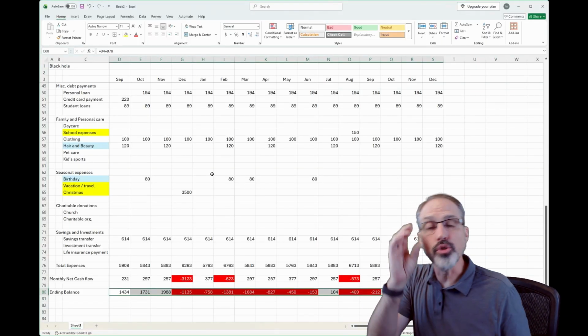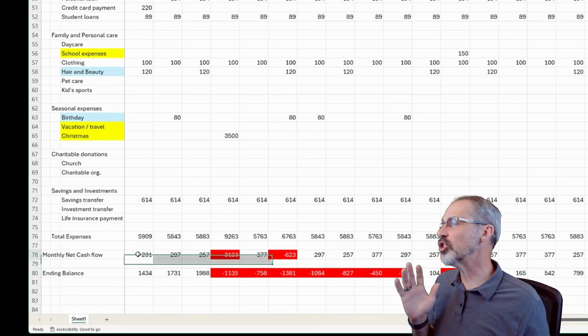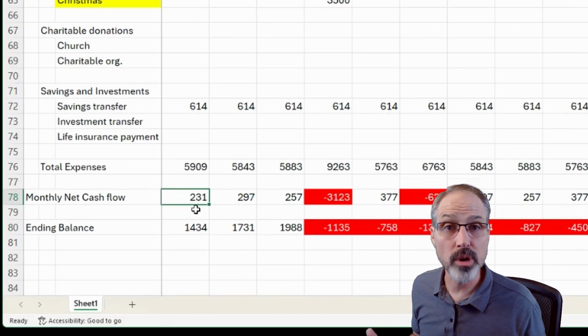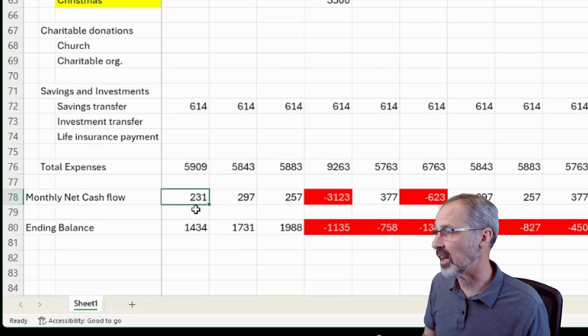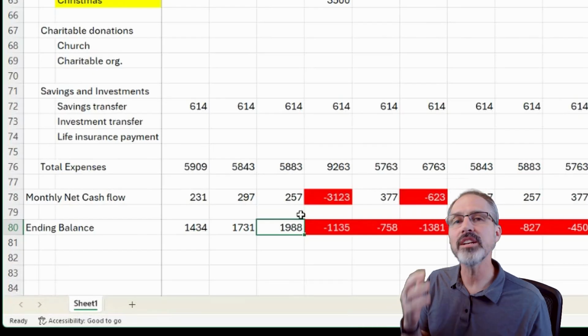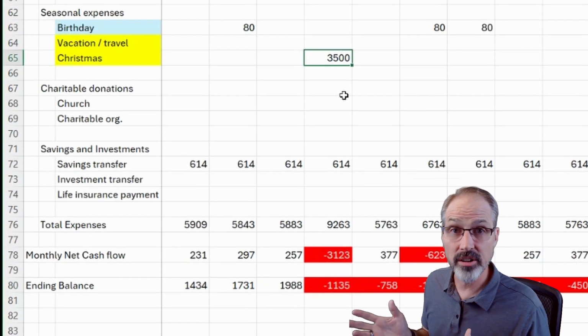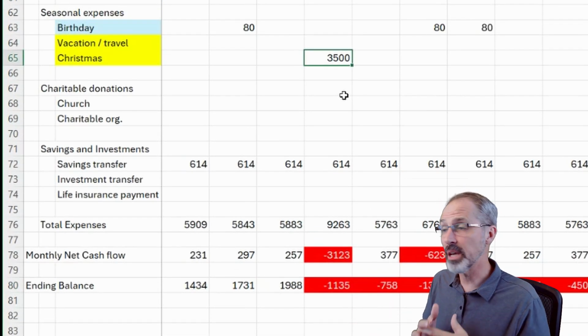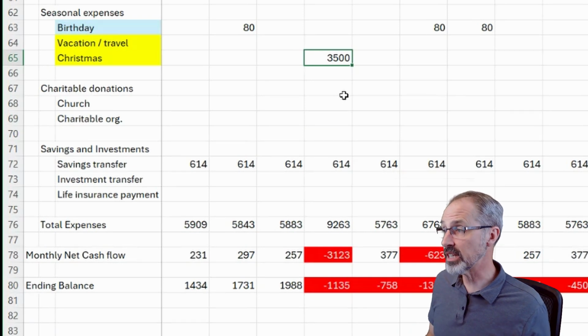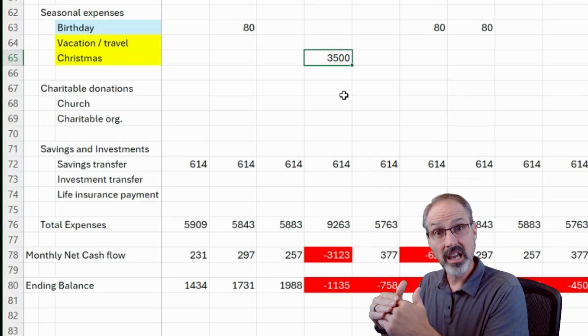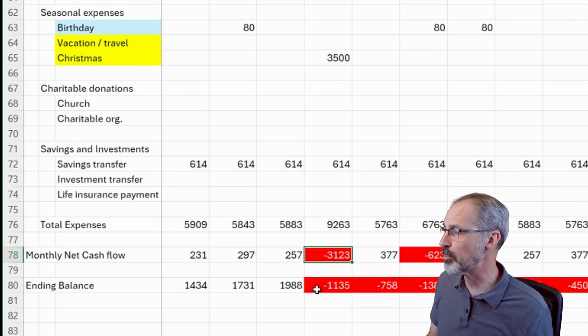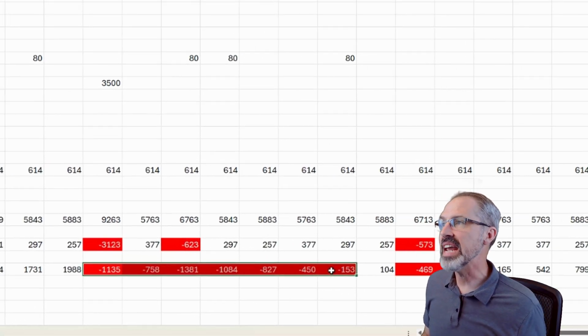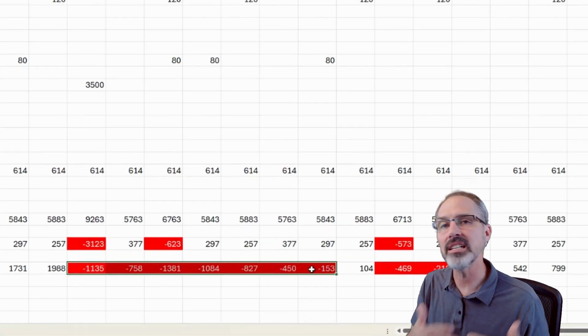Okay, so now you can see what's going on. It looks great for the first 2 or 3 months. They're doing really well. They're feeling pretty comfortable. And then Christmas hits. That $3,500 bill from Christmas becomes really painful. Not only does it put them behind in terms of the month, but look what happens to their ending balance. They just don't dig themselves out until July.